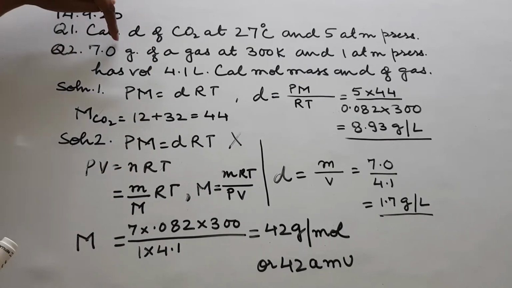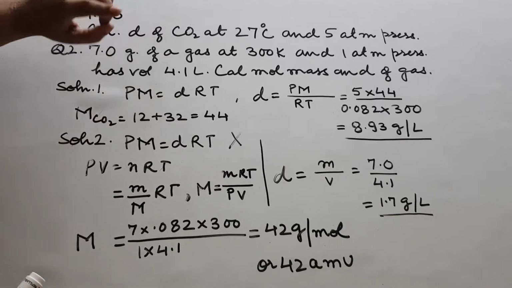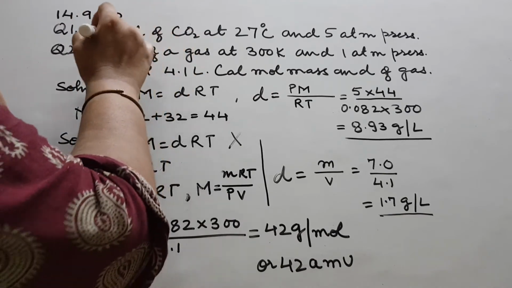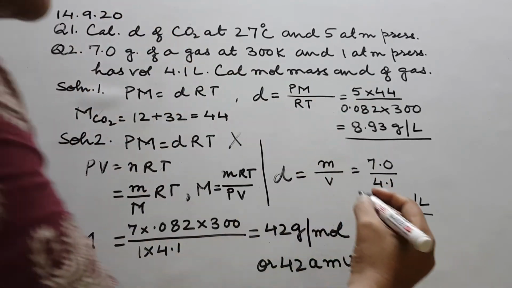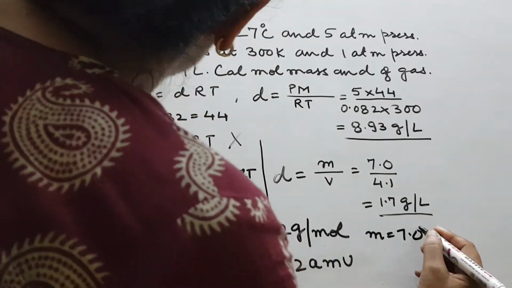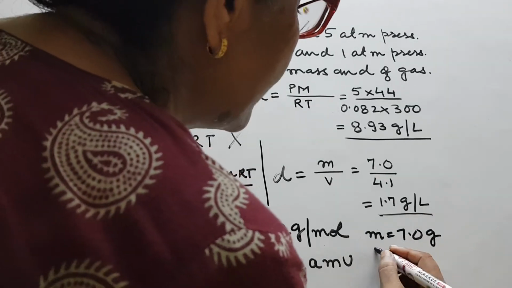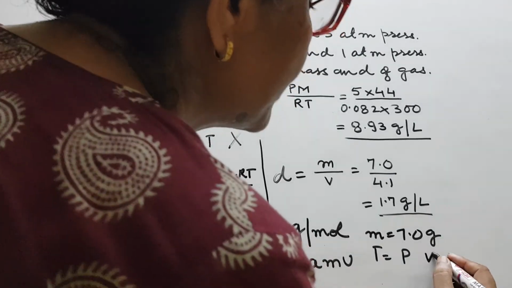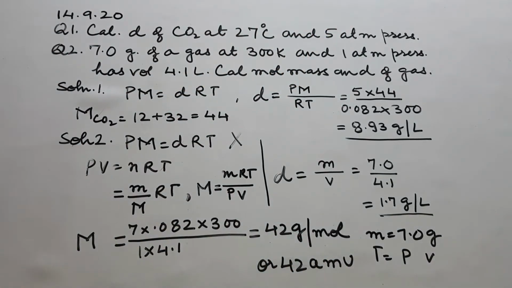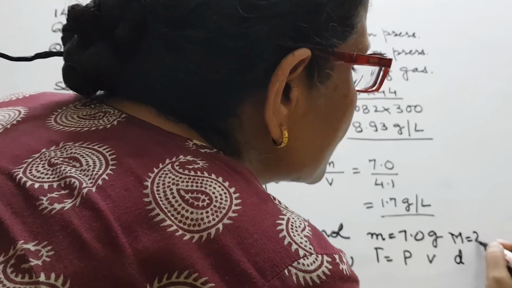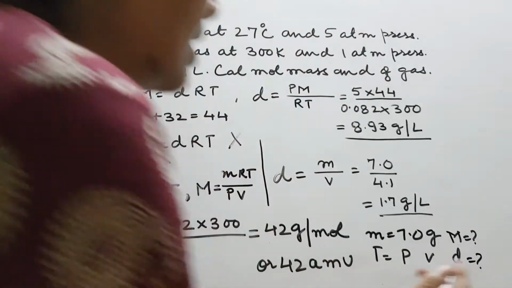You should see 7 gram of a gas, small m given to you, at this temperature. This is small m. When you read, you can write it there only or you can write it separately. A small m is given to you. How much? 7.0 gram, right? T is given to you, P is given to you, and V is given to you, right? So now you should see how to solve the question. They are asking us to calculate M and D. So how will we do that? We have to see.